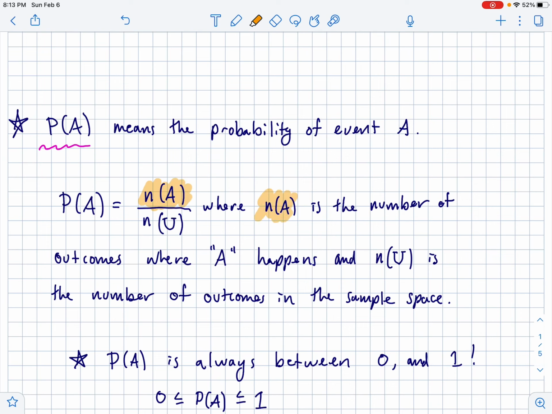This top part right here, n(A), the n stands for number of. So that's the number of ways that A can happen, or the number of outcomes that include A, however you want to say that. And then n(U), capital U, is the number of outcomes in the sample space. So the sample space is everything that can happen in the problem.